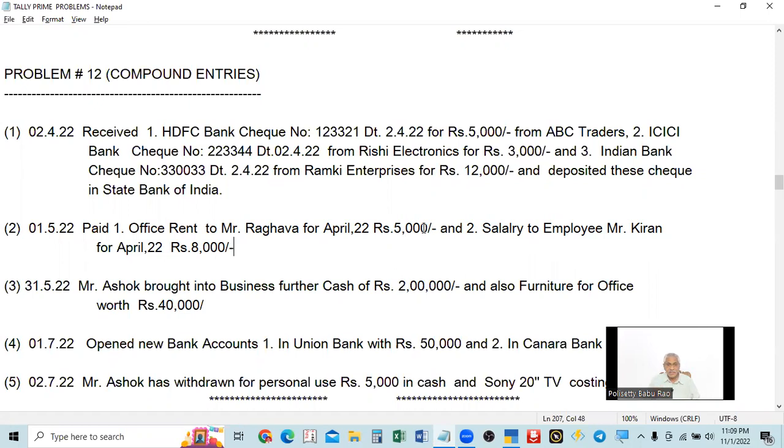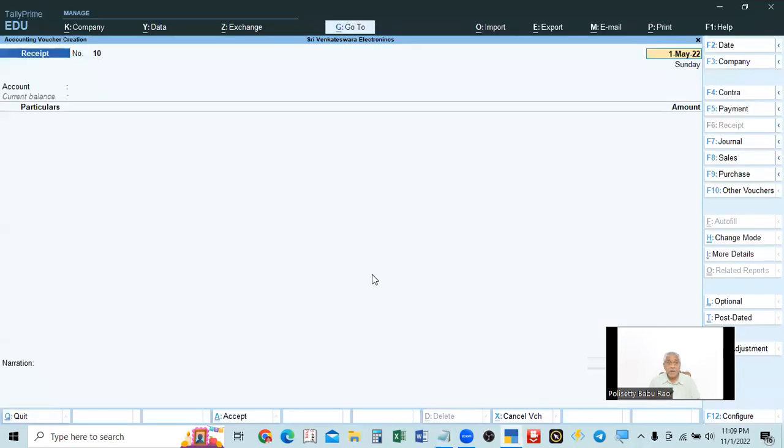In this case, the salary and rent are the two expenses, and both are paid on the same date. One is salary, another one is rent. Two amounts are paid, and in both cases we paid cash. So cash is paid for two expenses. Here, where do you have to enter? We have to enter in the payment voucher.